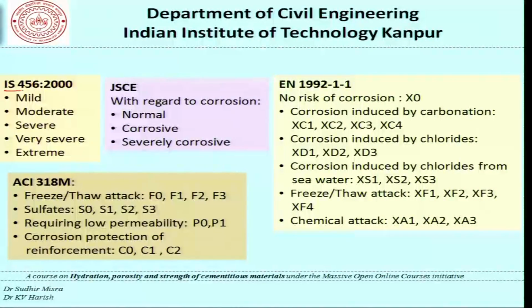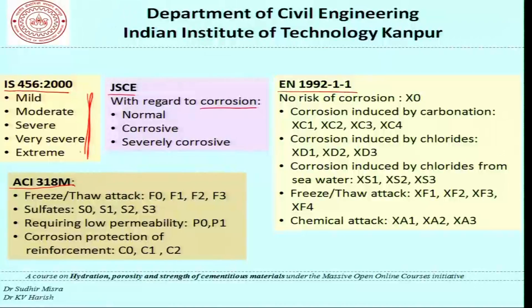Here is the classification in IS 456, the Japan Society of Civil Engineers from the point of view of corrosion, EN 1992 and ACI 318. If we look at this classification, for example in IS 456, we are saying that there are 5 types of environments, and we have given some words to them: mild, moderate, severe, very severe and extreme. Then we try to fit the different environments, from the point of view of presence of moisture, seawater, sulfates, temperature variations and rainwater, into some of these.